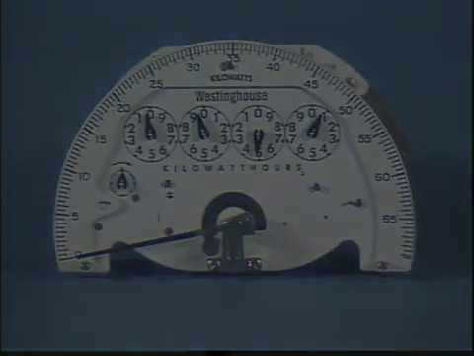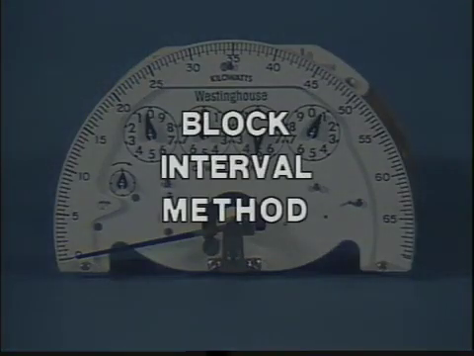The mechanical register is associated with what is known as the block interval method. The thermal register is associated with what is known as the lagged method. And the electronic register can be programmed for either method. In this part of the program, we're going to look at the block interval and lag methods of demand metering. The first method we're going to look at is called the block interval method of metering demand.